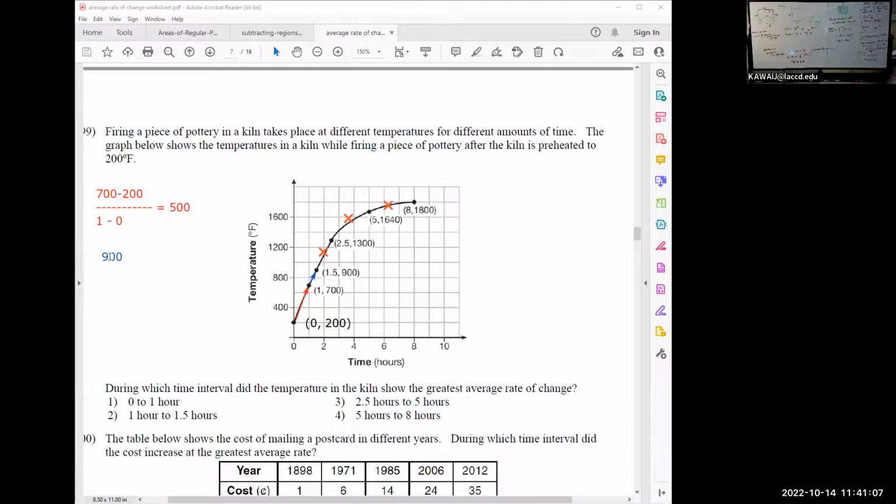So when I go over here, I have 900 minus 700, all divided by 0.5. Well, okay, I'll go 1.5 minus 1. So this is 400. So this one is bigger. So that is my 0 to 1 hour is bigger.